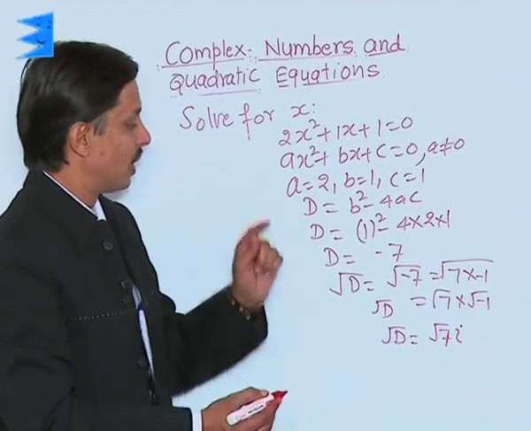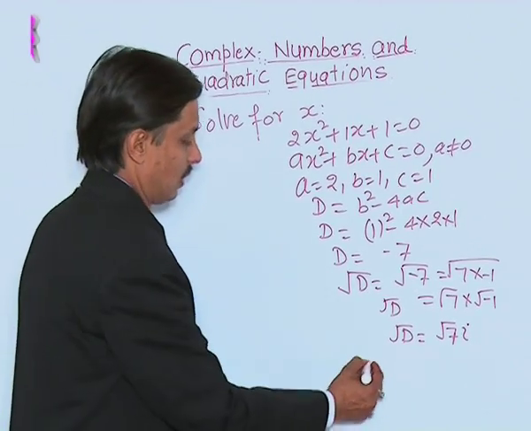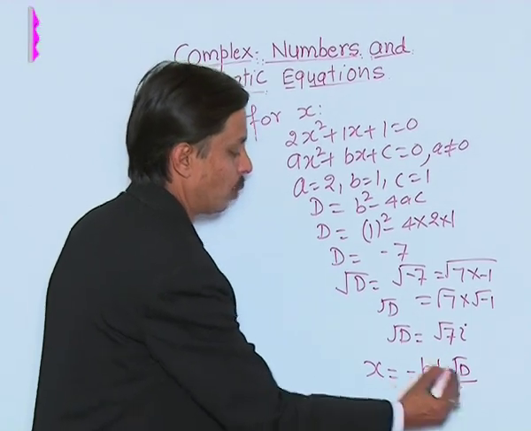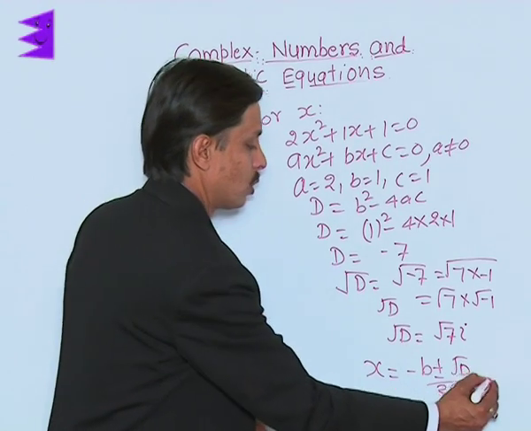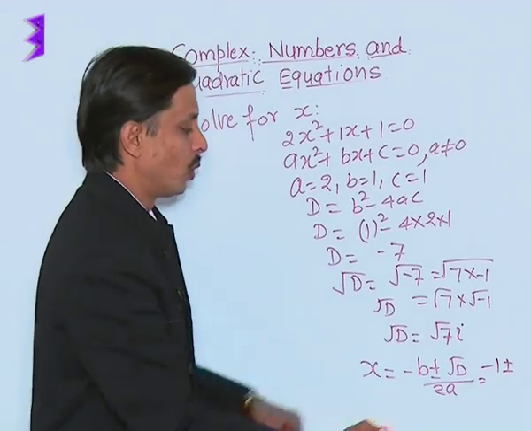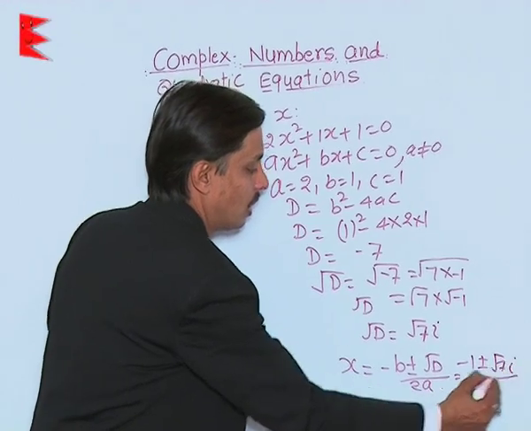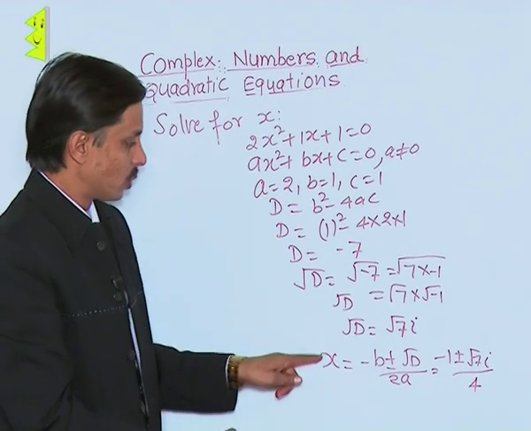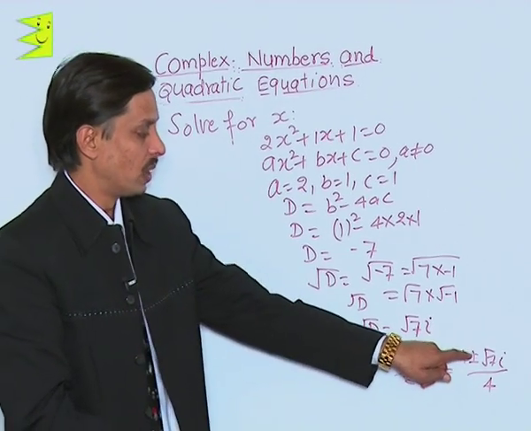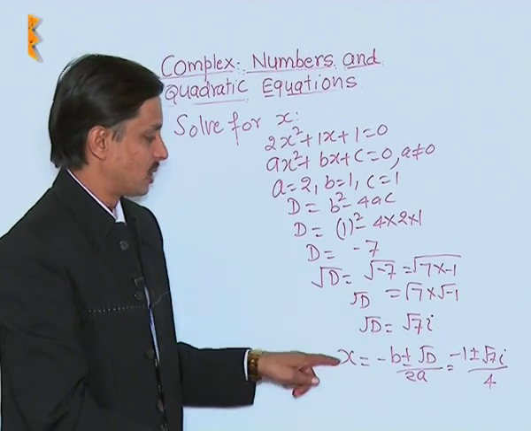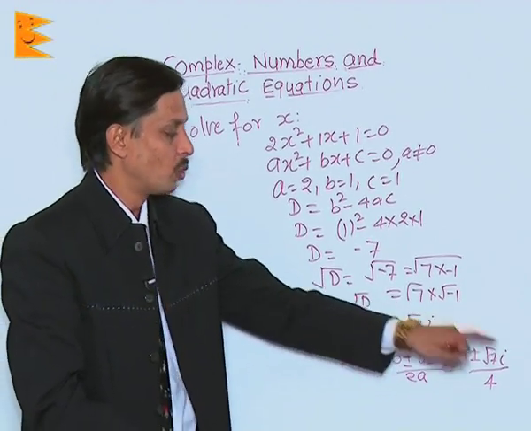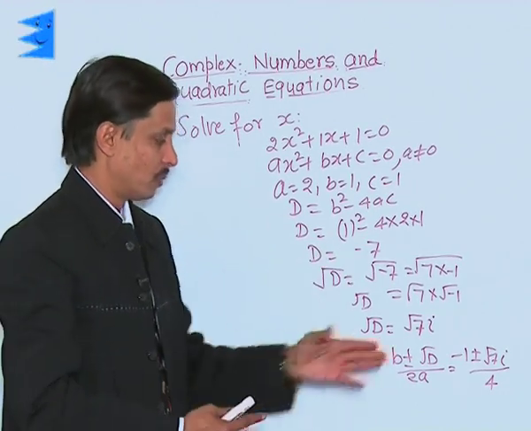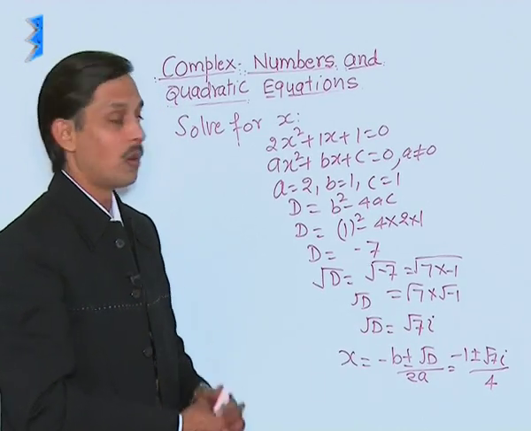Now to find the values of x, the formula is minus b plus minus root D upon 2a. The value of b is 1, so this becomes minus 1, plus minus root D, that is root 7 iota, upon 2a, that is 2 twos are 4, because the answer of a is 2. So in this case the answer of x is minus 1 plus root 7 iota upon 4. The second will be minus 1 minus root 7 iota upon 4. One answer is the conjugate of the other, because both answers are in the form of complex numbers.